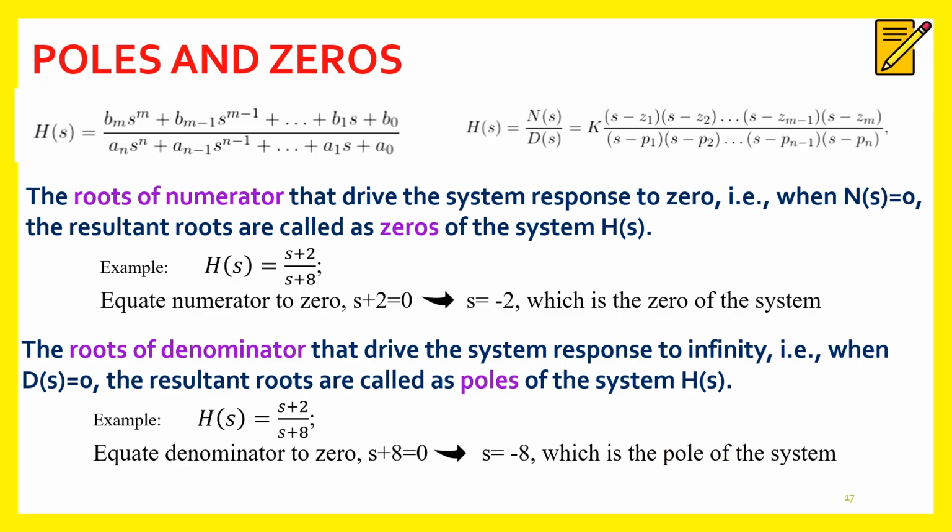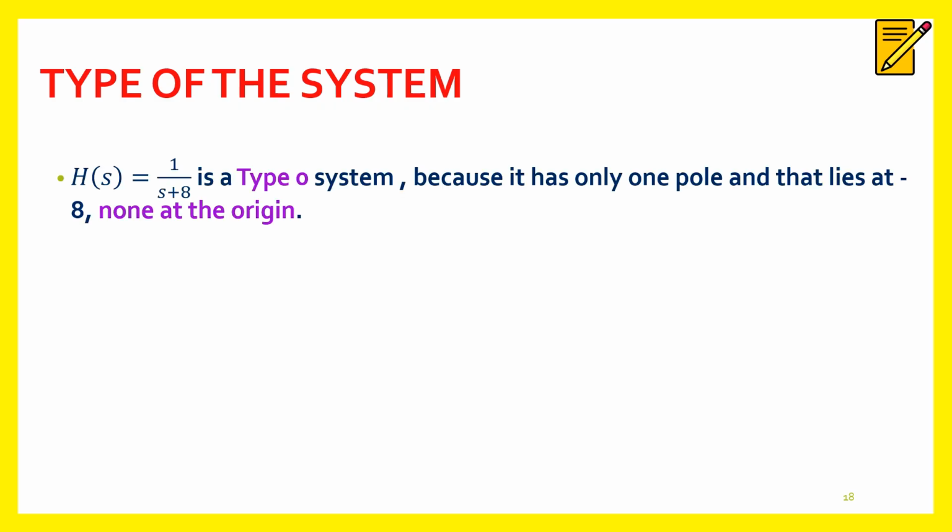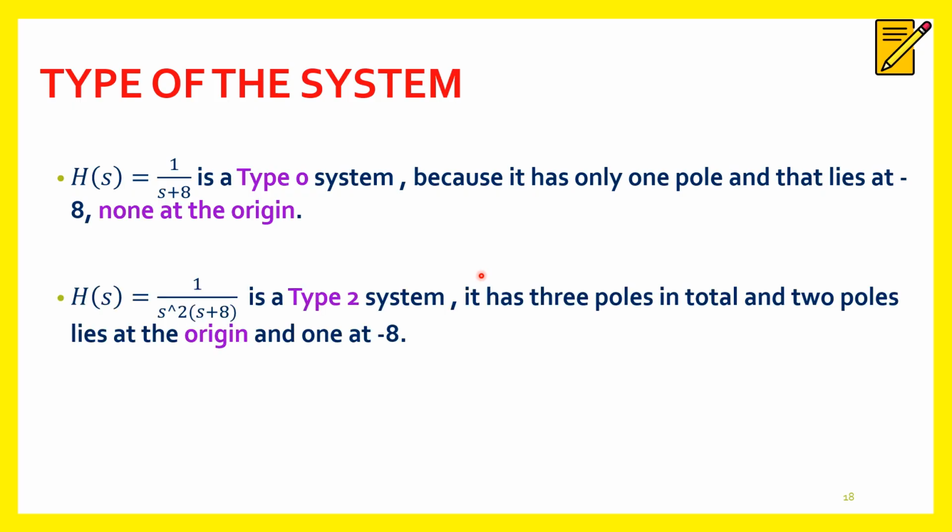So poles and zeros are important terms. They decide the magnitude of oscillations and the concepts about stability. Type of the system: how to define the type? Let us define the type. For example, H of s is s plus 8. What is the value of the pole? The pole is s is equal to minus 8. So we have one pole at s is equal to minus 8 and no pole at origin, and hence the system is called a type 0 system.